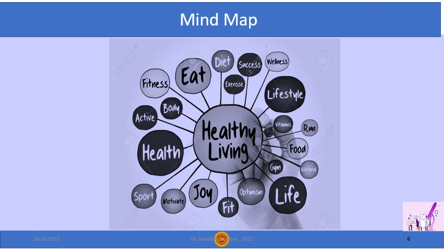Okay, so each branch can be now, as you can see, there are so many branches here. The healthy lifestyles or healthy living can be related to exercise, vitamins, the body, the fitness, the gym, the mental well-being, whatever.